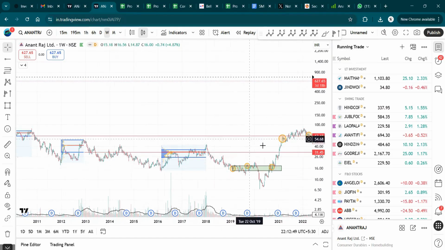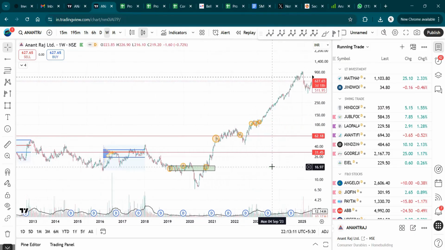I have said this many times before as well, that when a big institution enters a stock, it is not necessary that the stock will immediately shoot up. It can also correct. And this was during the COVID time when this stock corrected, and after correcting, you can see multiple entries here. So, this is an entry zone. You can enter from here as well.